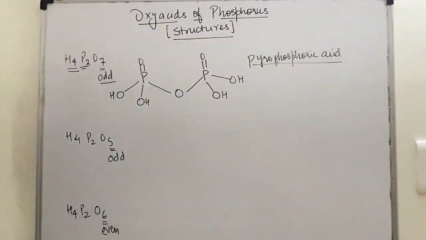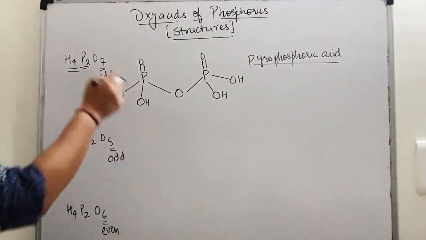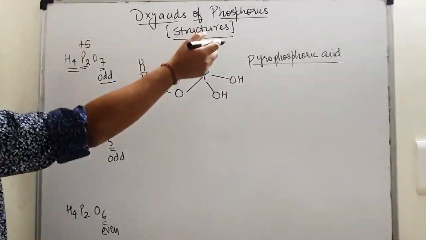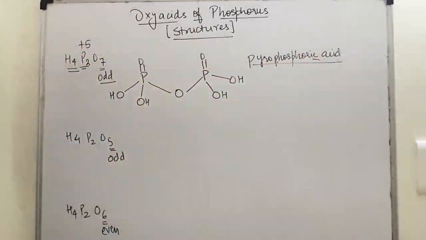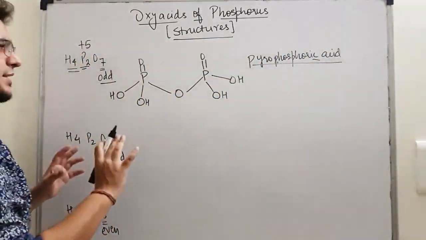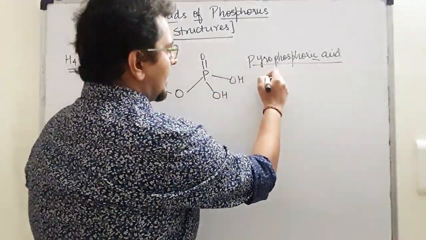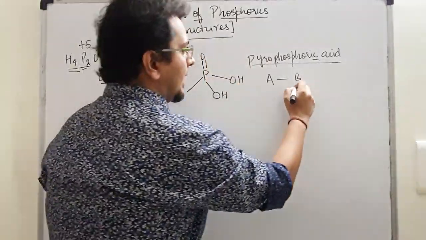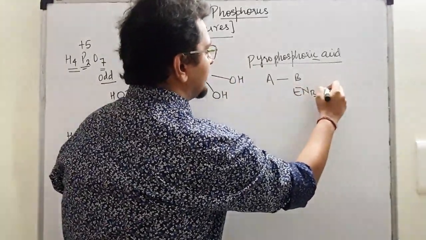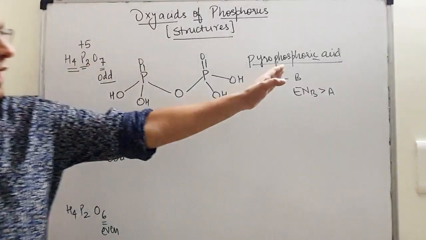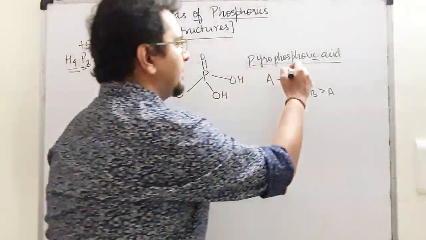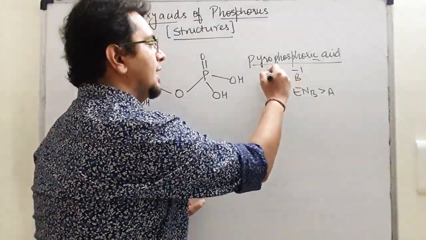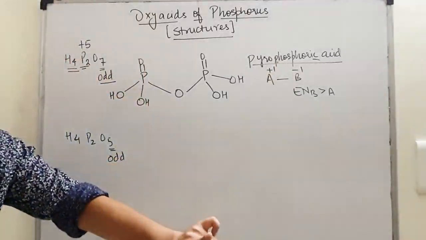Pyrophosphoric acid, H4P2O7. Oxidation state will come as +5 only because it is an ic acid as well. You can find the oxidation state as well. It's very simple. Look, when there are 2 atoms making one bond and the electronegativity of one atom is more than the second atom, let us say B is more electronegative than A, then B will get a -1 oxidation state, A will get a +1 for each bond.